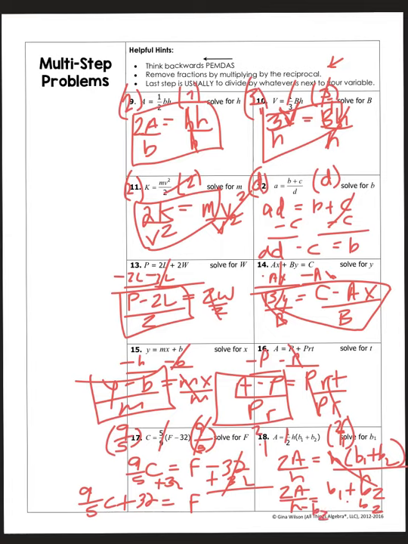And finally, I get, let me clear some space to write the answer. Finally, I get 2A divided by H minus B2 equals B1.